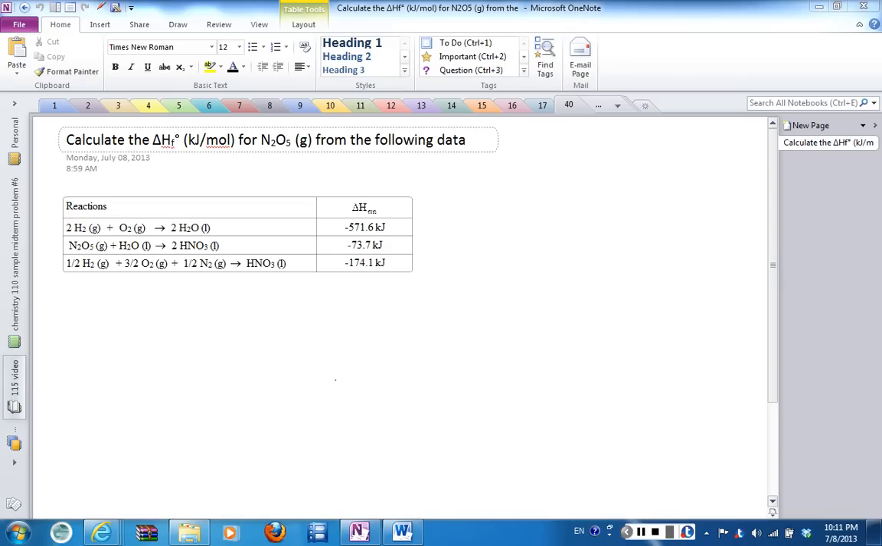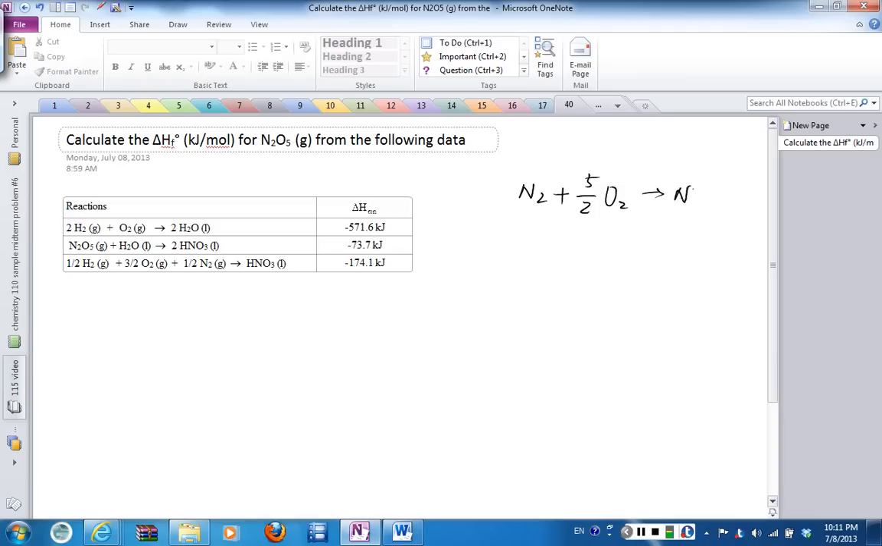One of them is using Hess's law, and in that one you need to write the standard formation equation of N2O5, which would be N2 plus 5/2 of oxygen producing N2O5 gas. Then, using this as the target equation, using the three known equations, try to find all the components of the target equation from the known equations, manipulate them, and eventually put things together.